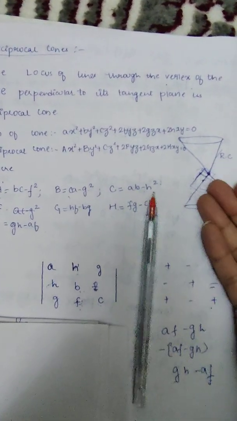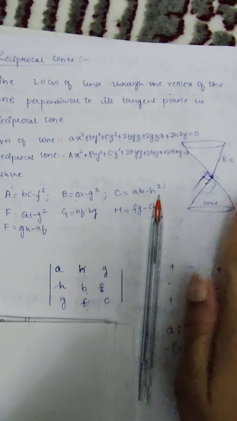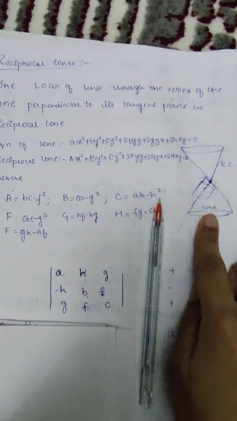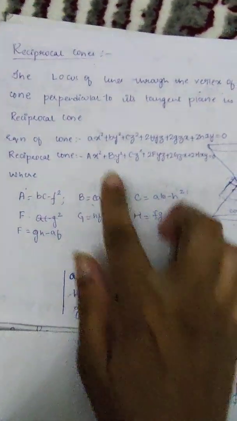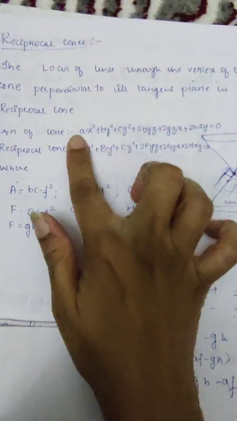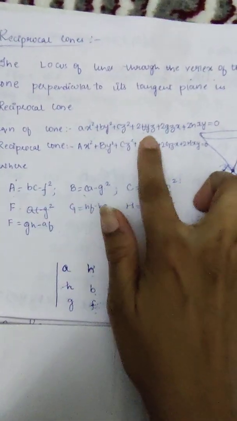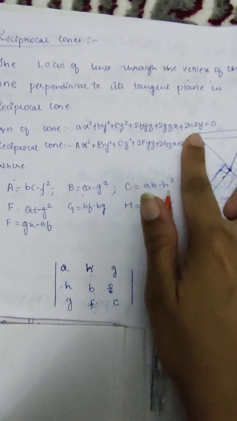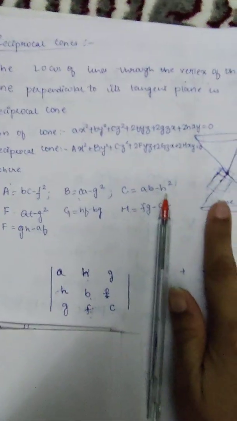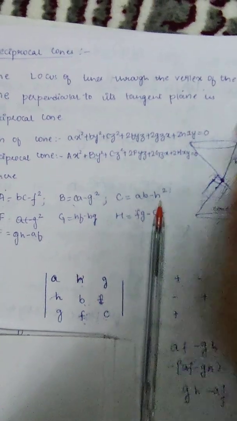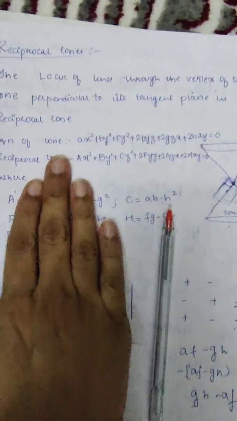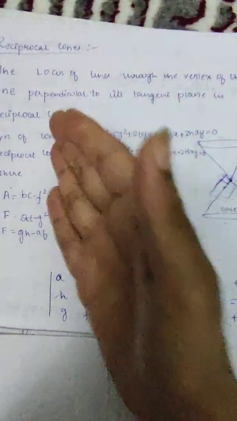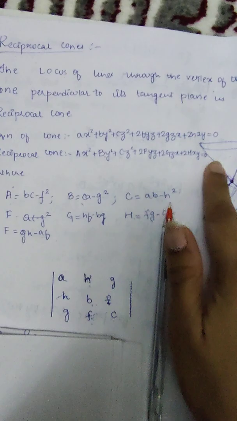Remember that the reciprocal cone is always constructed with the help of the given cone. So now let us write down the usual equation of the cone. The equation of the cone is given by ax square plus by square plus cz square plus 2fyz plus 2gzx plus 2hxy equals 0. The reciprocal cone is also a cone, so it would look the same as the equation of the cone, but the small a, b, c, f, g, h are replaced with capital letters, as you notice over here.